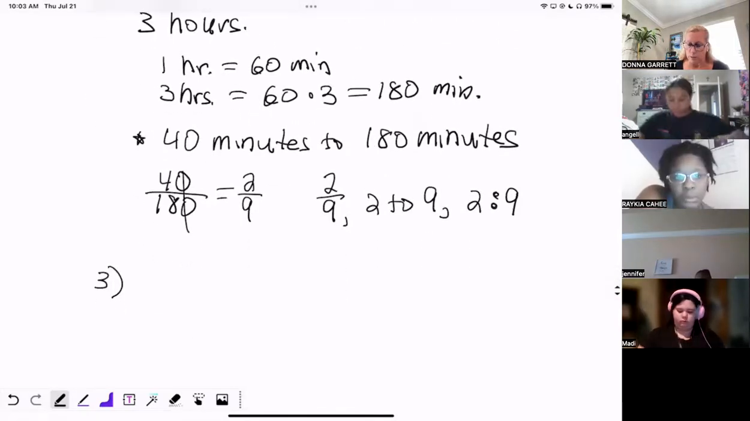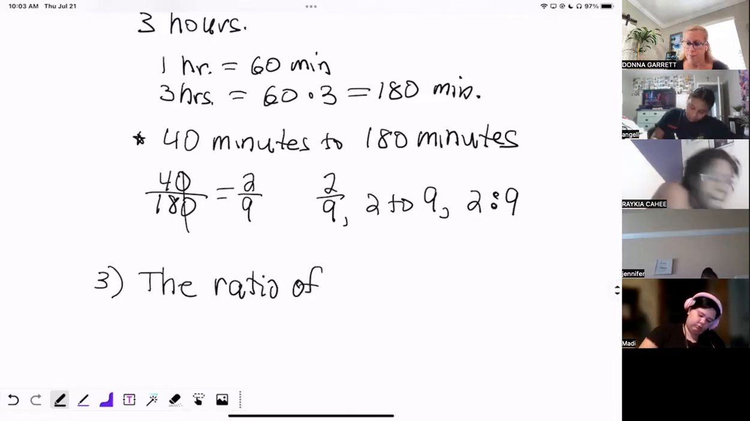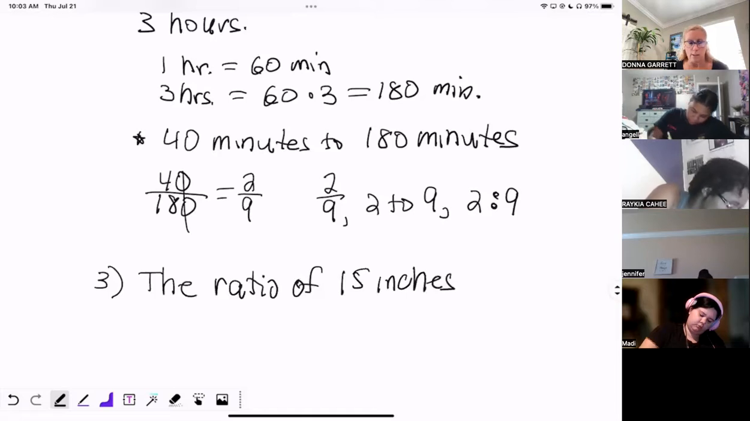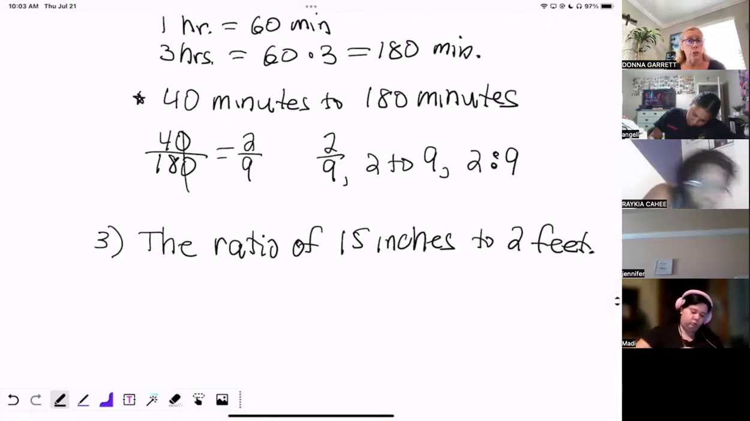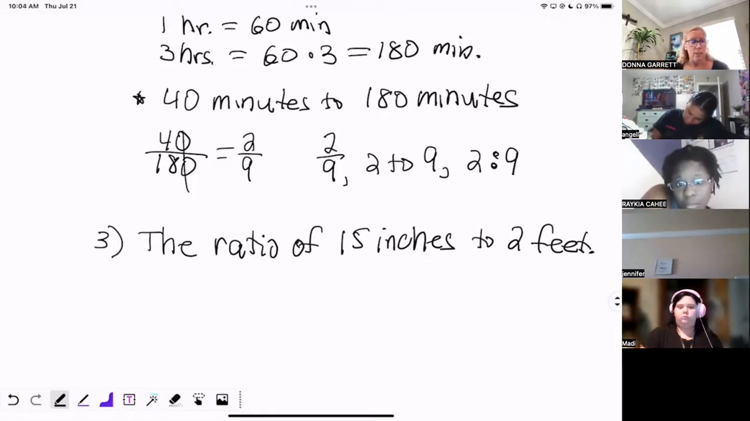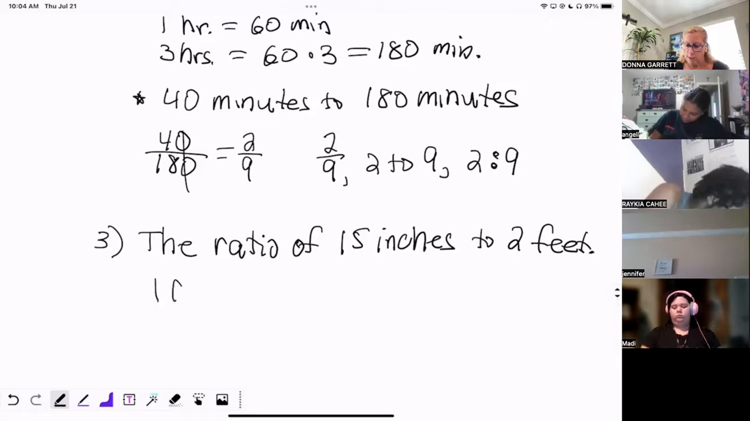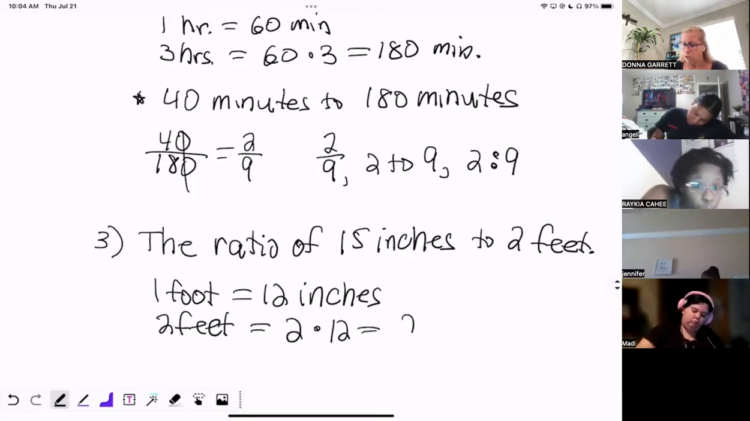Three. The ratio of 15 inches to 2 feet. Again, we can't do 15 to 2 because they're not the same units. You can convert any way you want. I think the easiest way is to take feet and make it inches, because 1 foot equals 12 inches. So 2 feet would be 2 times 12, which is 24 inches.